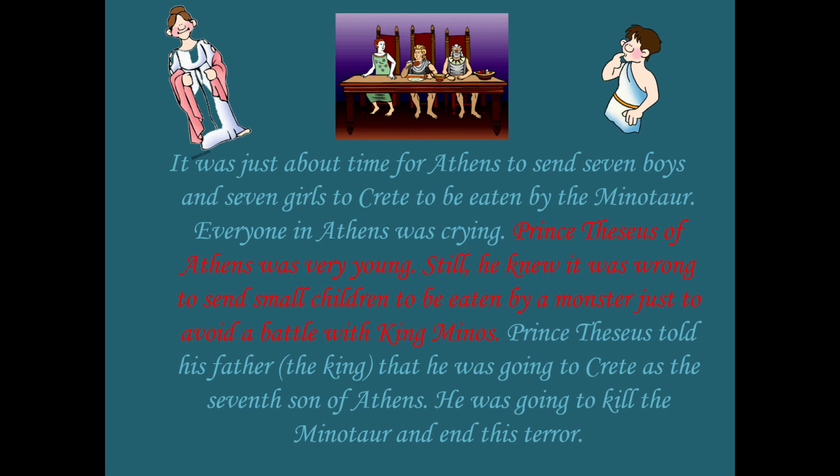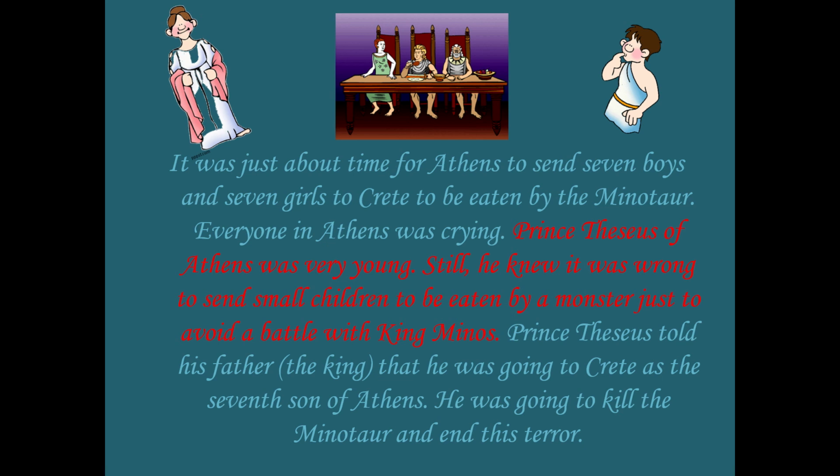It was about time for the Athenians to send 7 boys and 7 girls to Crete to be eaten by the Minotaur again. Everyone in Athens was certainly unhappy, and they were crying. Prince Theseus of Athens was very young at that time, maybe a teenager. Still, he knew that it was wrong to send small children to be eaten up by a monster, just to avoid a battle with King Minos.